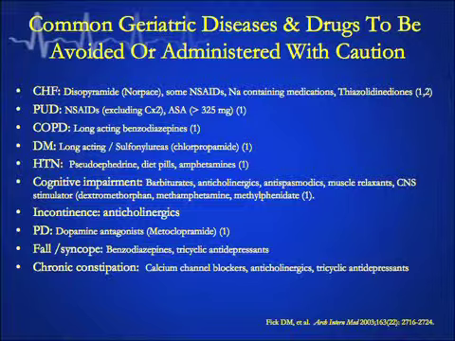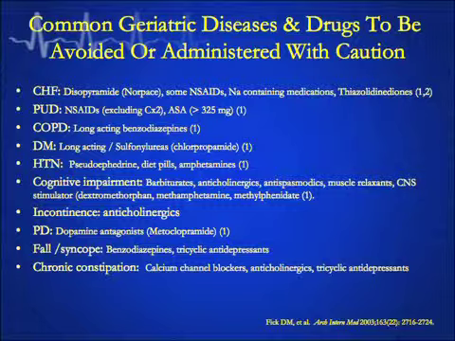Cognitive impairment: barbiturates, anticholinergics, antispasmodics, muscle relaxants, and stimulants. These include dextromethorphan, which is used for cough, methamphetamine, which is a kind of stimulant, and methylphenidate, a medication which is used basically for attention deficit disorder. Incontinence, of course, anticholinergics. Parkinson's disease, dopamine. Falls, benzodiazepines, tricyclic antidepressants. And chronic constipation, calcium channel blockers, anticholinergics, tricyclic antidepressants.